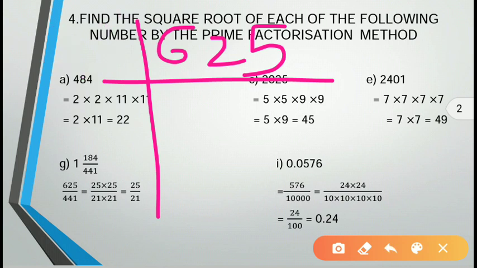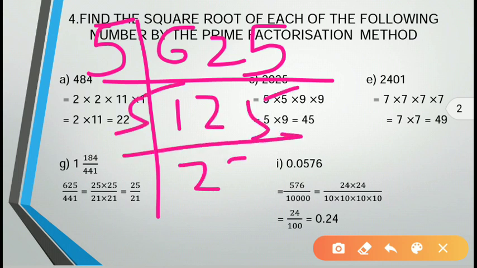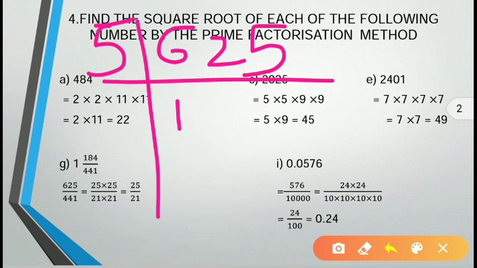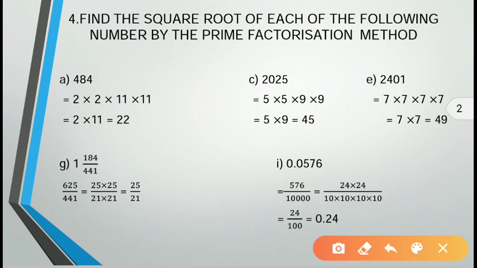But if you do not know, then first of all you divide it by 5. When you divide it by 5 you will get this. Again you divide by 5. This is also correct. Or if you know that it is easily divisible by 25, you can directly take 25. Both are correct. Your method should be correct, then you will get the same answer. So when you factorize 625, you will get 25 into 25. When you factorize 441, you will get 21 into 21.